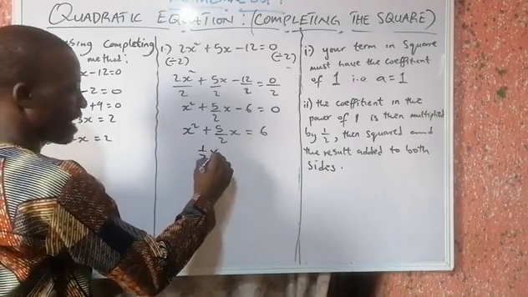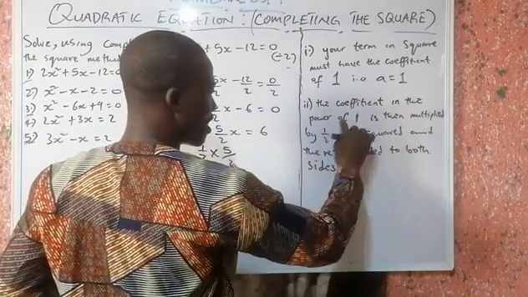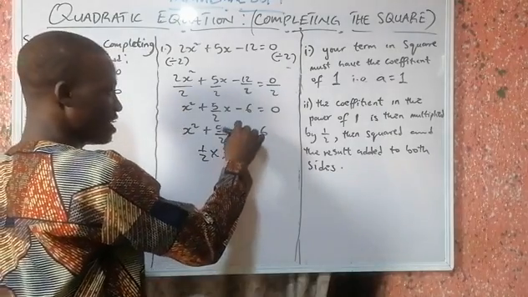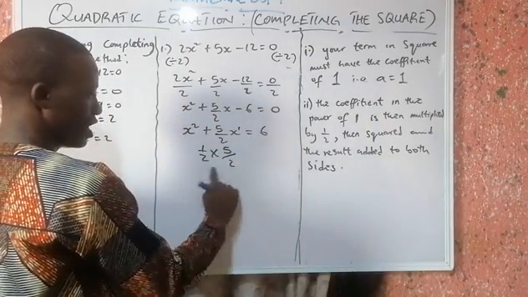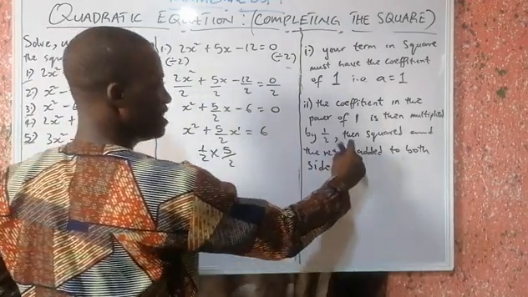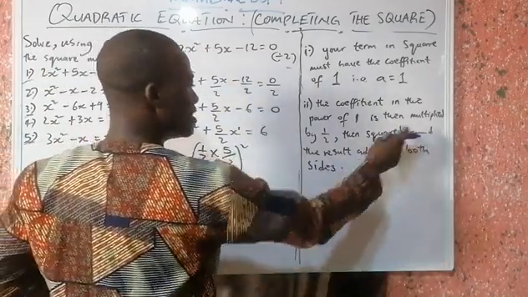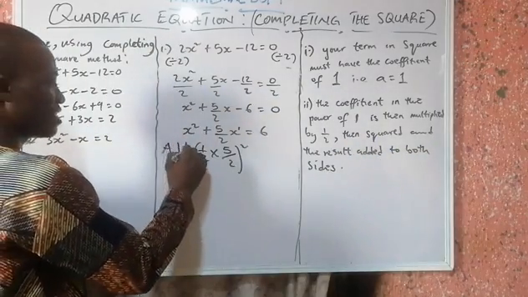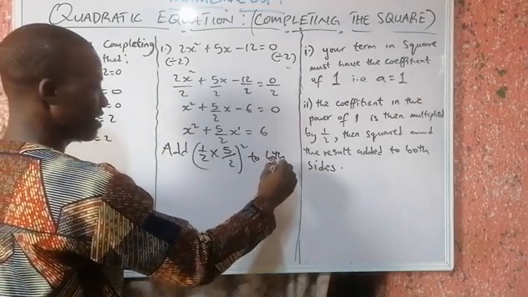We will multiply it by half. That's what I mean by the coefficient in the power of 1. This x is raised to the power of 1. The coefficient in the power of 1 is then multiplied by half, then squared. It is squared, and the result added to what? Both sides. So we add this to both sides.